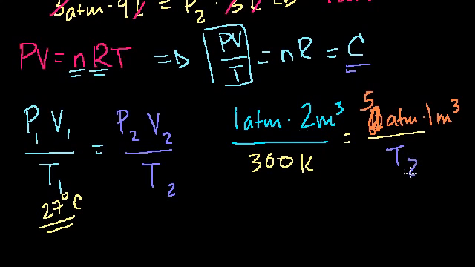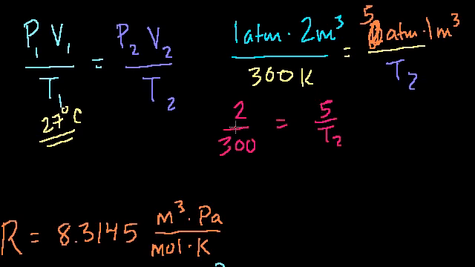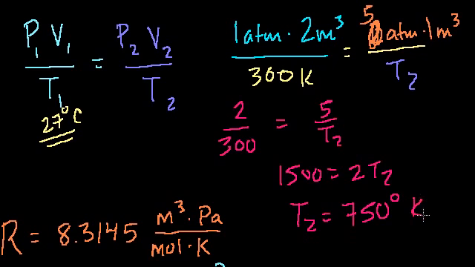And we've set up our equation. So we have 2 over 300 atmosphere meters cubed per Kelvin is equal to 5 over T2, our new temperature. And then we have 1500 is equal to 2 T2. Divide both sides by 2. You have T2 is equal to 750 Kelvin. Which makes sense, right?